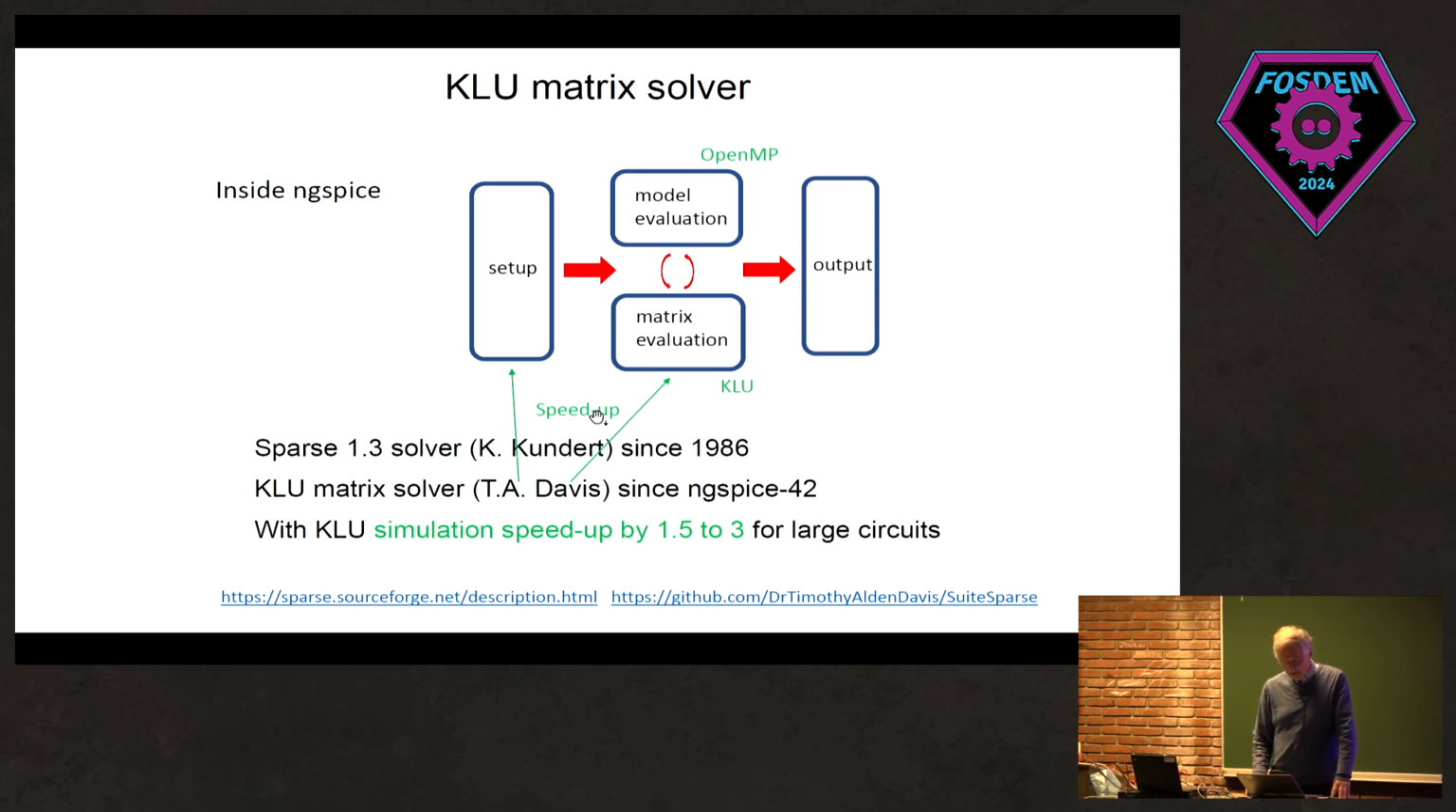So we had been looking for a long time for an additional matrix solver. We used Sparse 1.3, developed in 1986. And now we use, in addition, an optional selectable KLU matrix solver, which is ongoing development by T.A. Davis and his co-workers. And with KLU, you get a speed up of simulation by a factor of 1.5 to 3 if you have large circuits, and especially if you do circuits for IC simulation. And this is, of course, an advancement.